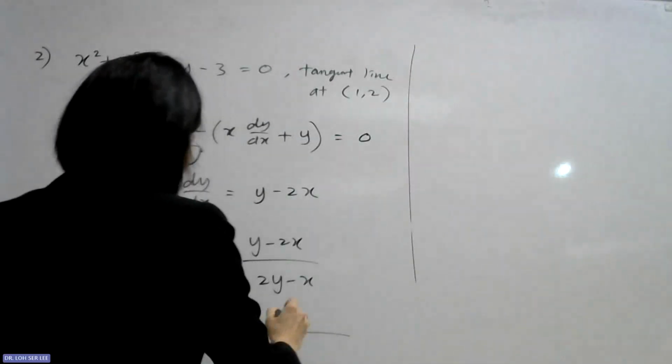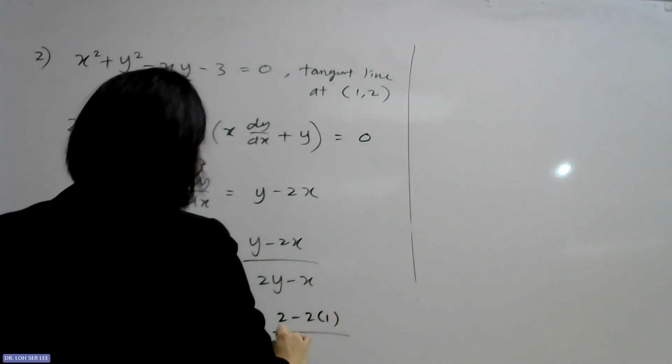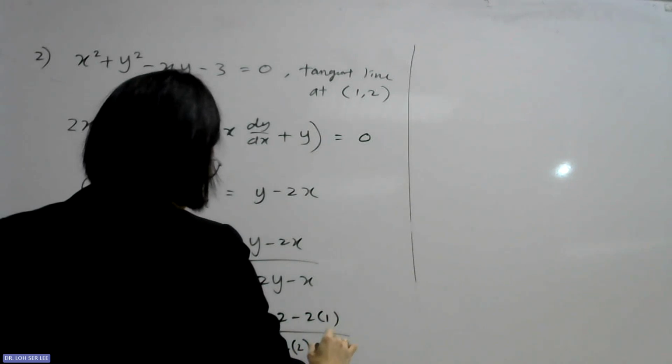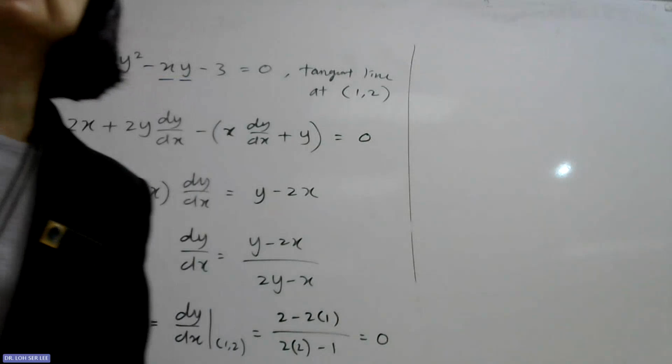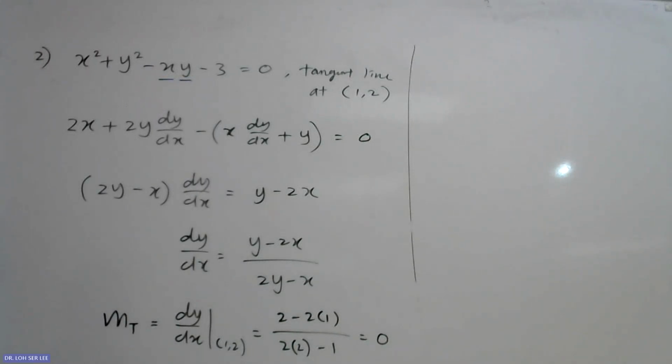Okay, 2 minus 2, 2 minus 1, you get 0. What do you mean when your slope is 0? Yeah, it's a straight line. We are looking for a line. What kind of line? When the slope is 0. Straight line, it's a horizontal line, because there is no slope.